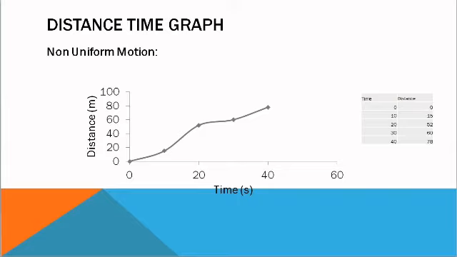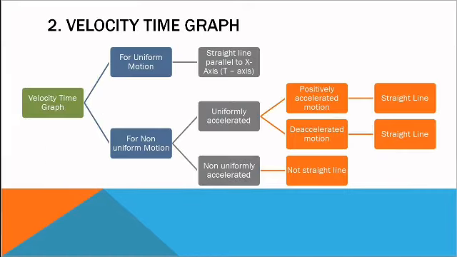So now we will go for the accelerated motion. We will draw the velocity time graph. Till now we were drawing the distance time graph, taking the distance on the y-axis and time on the x-axis. Now we are coming to the velocity time graph, and in this graph the velocity will be on the y-axis and the time will be on the x-axis. So now we will put the magnitude of velocities on the y-axis and the magnitude of time on the x-axis.